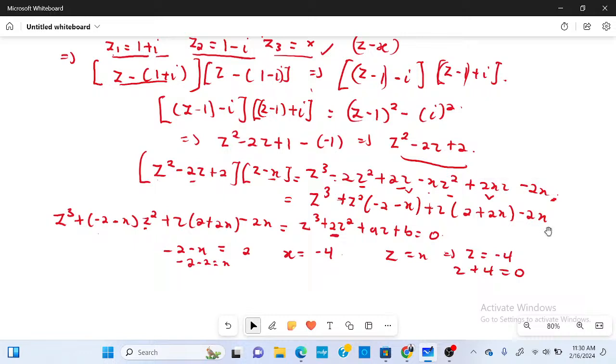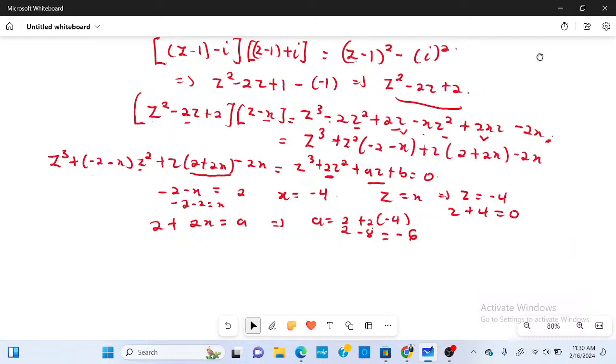For that reason, let's see. Where is my a? A is the coefficient of z. What's the coefficient of z here? 2 plus 2x. Therefore, 2 plus 2x is equal to a. I know the value of x to be negative 4. I simply find a as 2 plus 2 open brackets negative 4. So I get 2, and 2 times negative 4 is minus 8. Therefore, a is minus 6. As simple as that.